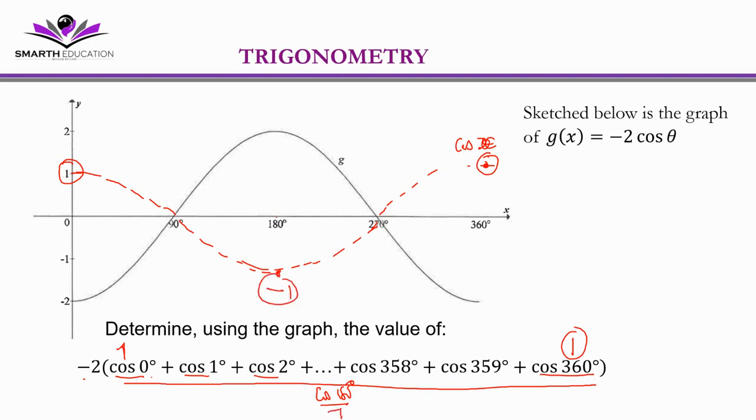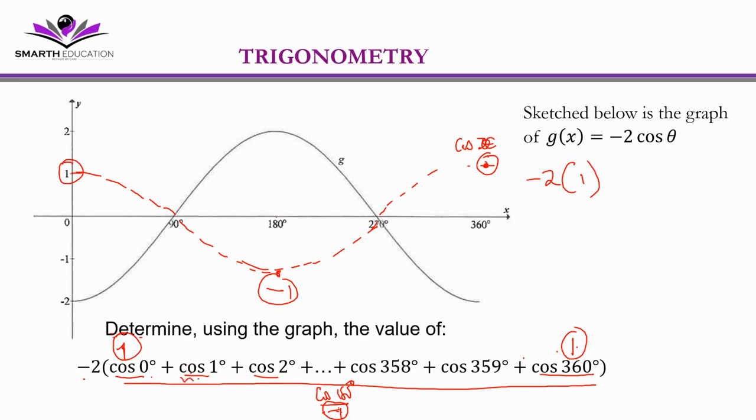So this is -1. So if you say 1 minus 1 plus 1 is what? Is 1. So we have -2. And then 1 minus 1 plus 1 is 1. Okay, I didn't count the other angles like cos 1, cos 2, cos 359, cos 358, like that. I'll explain why. Right, now I have these 3 points that I've used, which is cos 0, cos 180, and cos 360. And then if I add them, I get 1. 1 minus 1 plus 1 is 1.